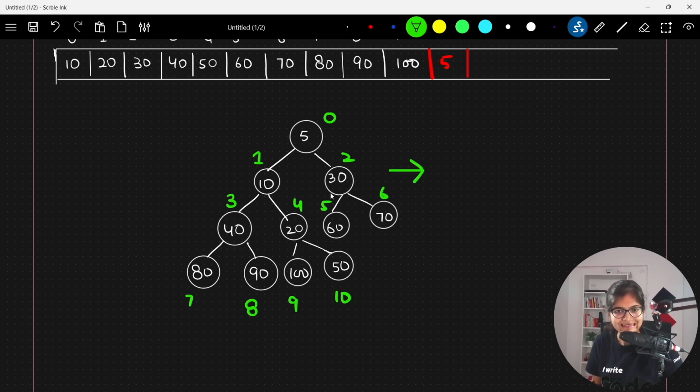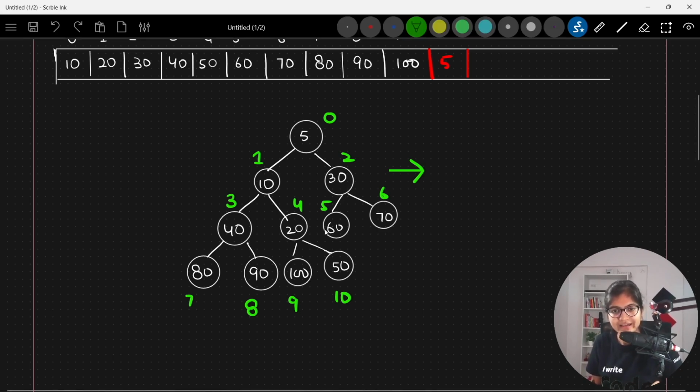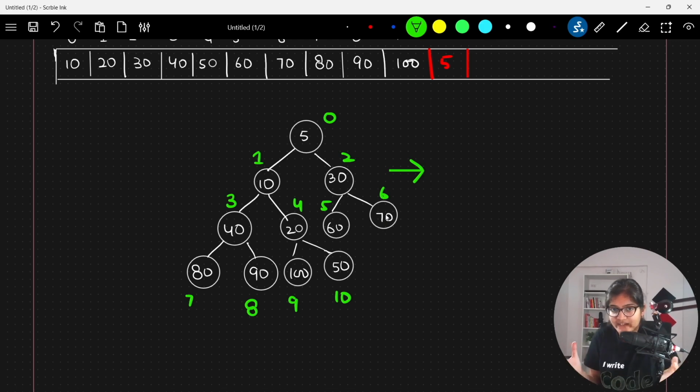5 is less than 10 and 30. 10 is less than 40 and 20. 40 is less than 80 and 90. 20 is less than 100 and 50. 30 is less than 60 and 70. Perfect. So all the combinations that we are seeing in the tree are perfect.